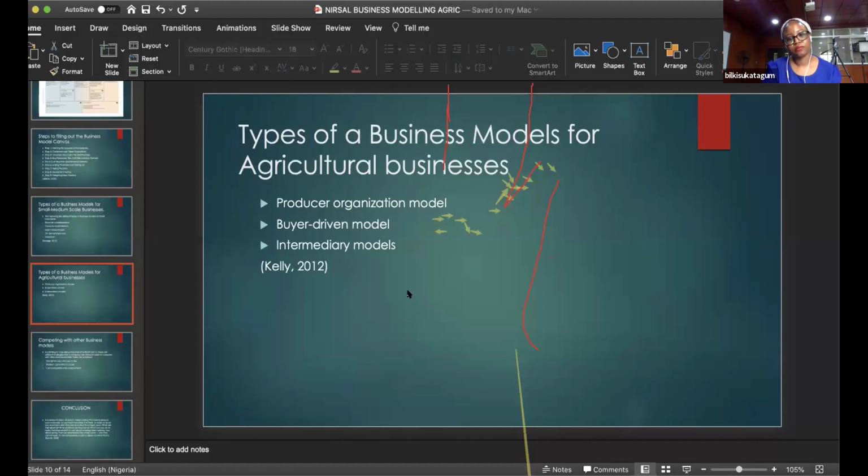Then there's a second question from Mr. Anthony Akubo. He said, which model should a farmer adopt in a critical situation like lockdown as a result of COVID-19? I think I can recommend the buyer driven and the intermediary. The intermediary being getting a middleman in between, those marketing NGOs, to help you.